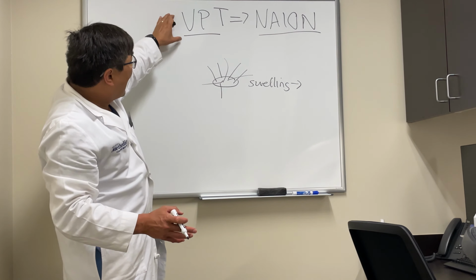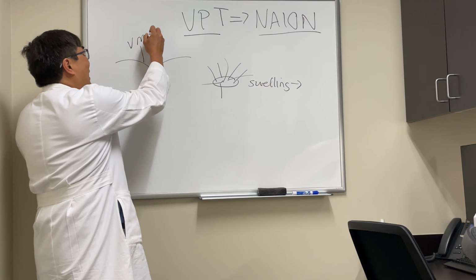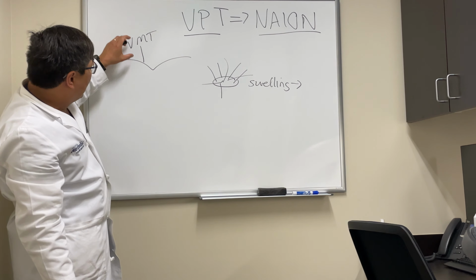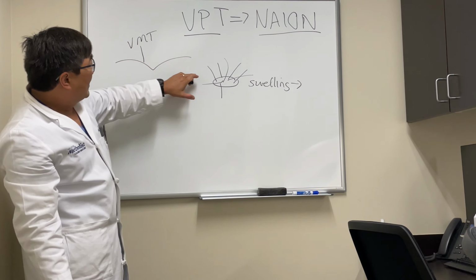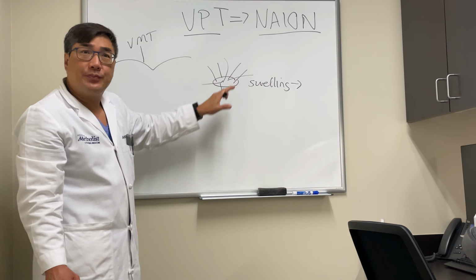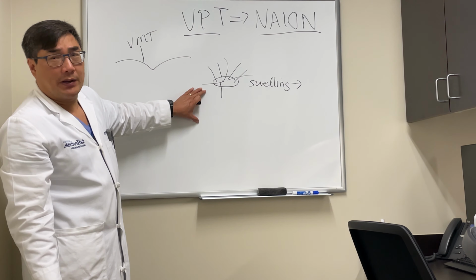We see the same type of traction in the macula, which we call vitreomacular traction. And so the same phenomenon of traction from the vitreous on the macula can occur at the papilla, which we call vitreopapillary traction. It's not known what causes non-arteritic anterior ischemic optic neuropathy.